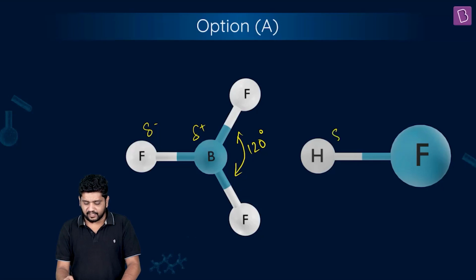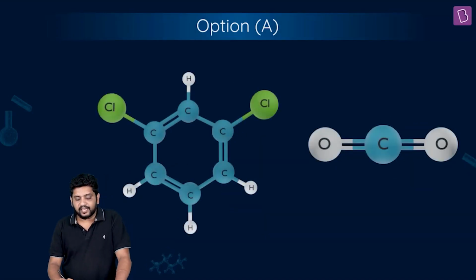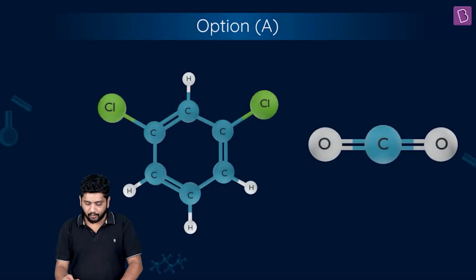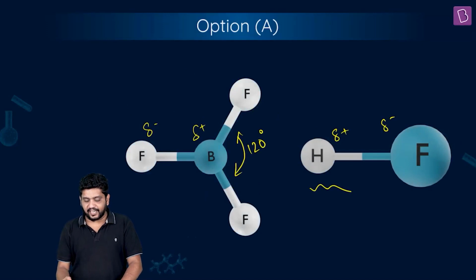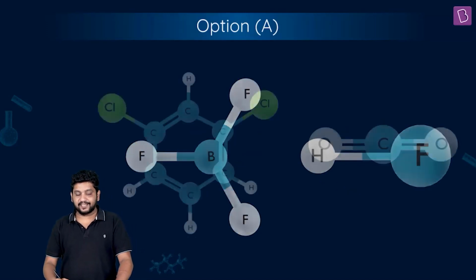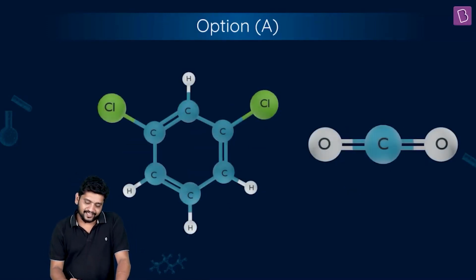But in HF, obviously there is a delta plus and delta minus, so this is a polar molecule, right? We are looking at the option where all of them are non-polar. So just because of this HF, I can say that option A can't be the correct answer, right? So already we got it.